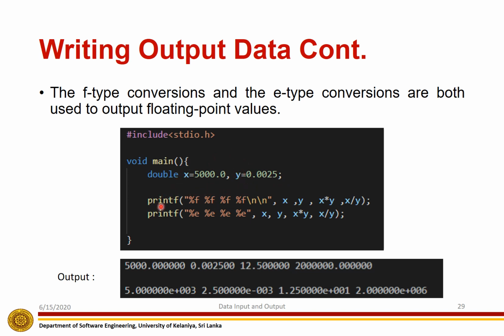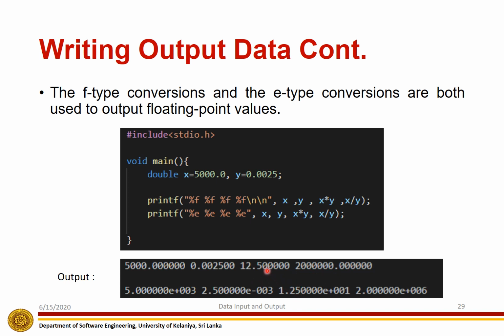And I have given two printf functions. The first function is for f-type conversions and the second one is for e-type conversions. Both printf statements have the same arguments: x, y, x multiplied by y, and x divided by y. And I have given two newline characters here, so it will be double spaced. In the output you can see there is an empty line, so it is double spaced.